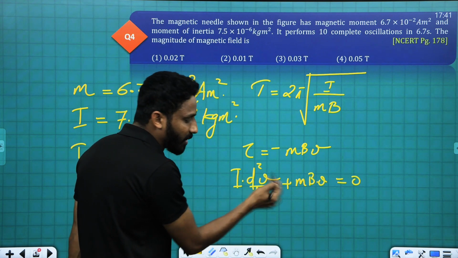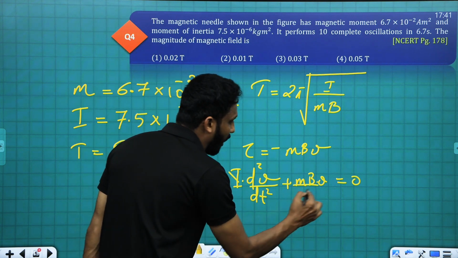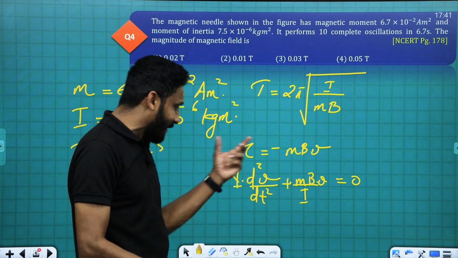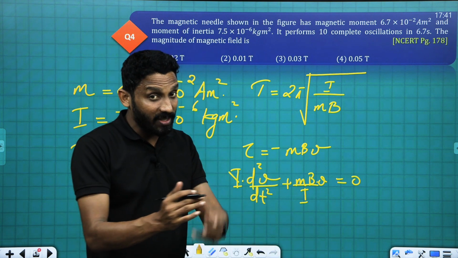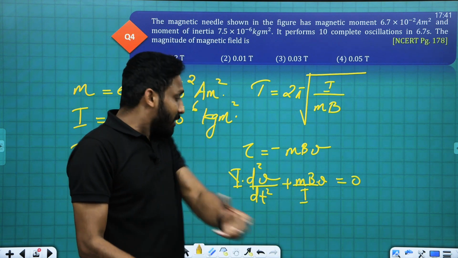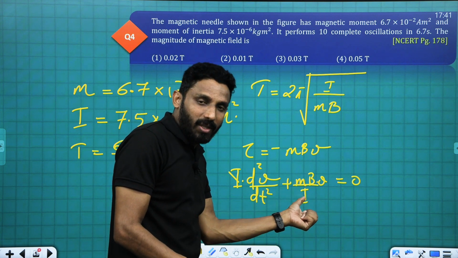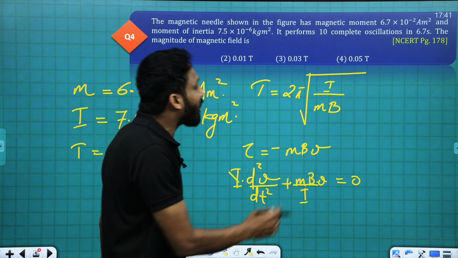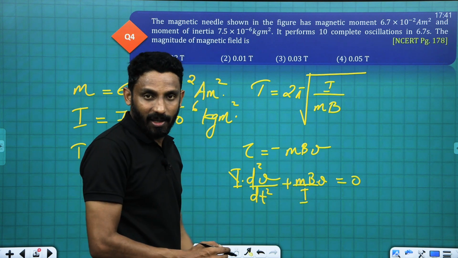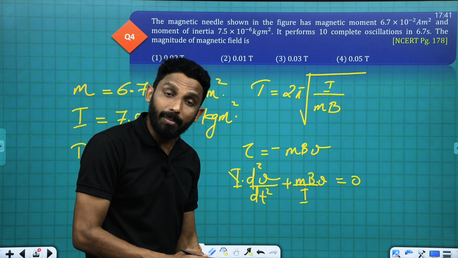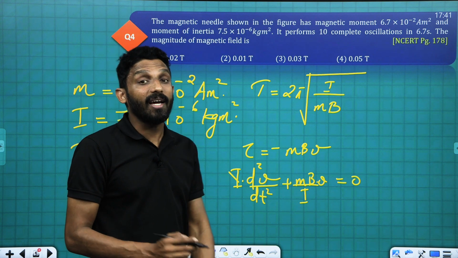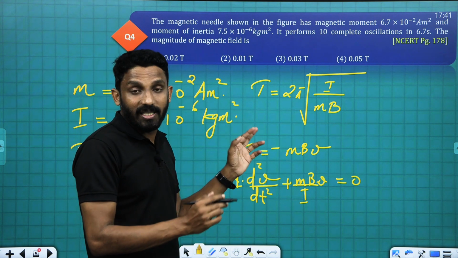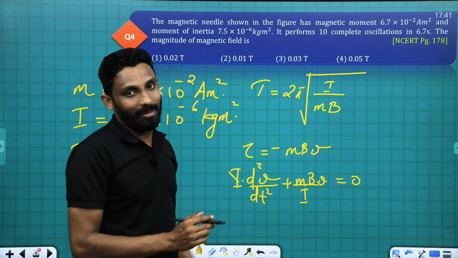Dividing this by I, this is cancelled, and here I comes. Now this is a second order differential equation in theta, which is the equation of a simple harmonic motion. The term mB by I is a constant, and it is omega square. So we get omega square is mB by I, or omega is equal to root of mB by I. And omega is 2 pi by T. From that equation we get T is equal to 2 pi into root of I divided by mB.